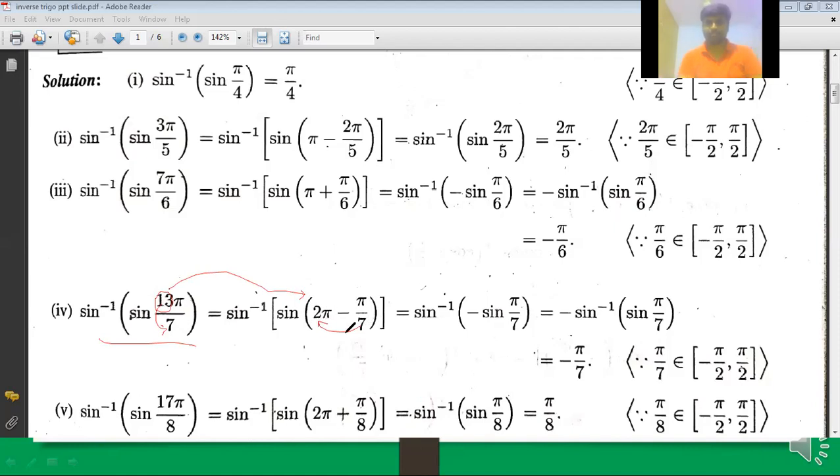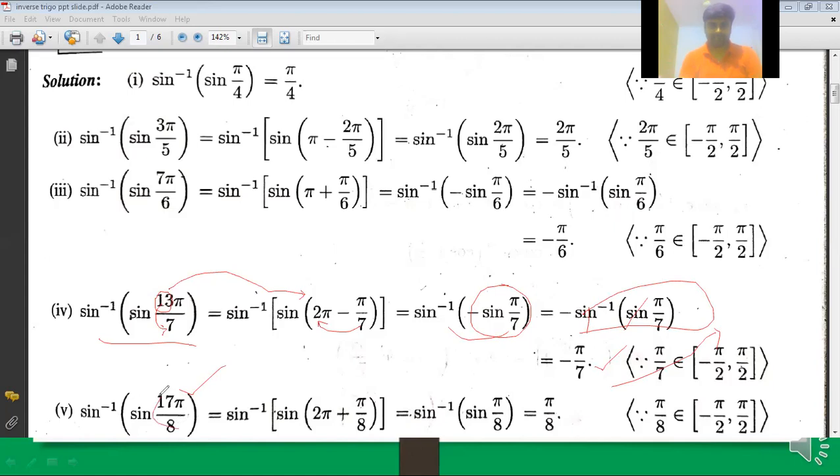Here, sine of 2 pi minus means the fourth quadrant, where sine is negative. So minus sine pi by 7. We just discussed that sine inverse of minus theta is minus sine inverse of theta. So sine inverse sine cancels, and minus pi by 7 is the answer. Does minus pi by 7 lie in this domain? Yes, correct, so that can be taken as the answer. Now 17 pi by 8. Like that only we can solve.